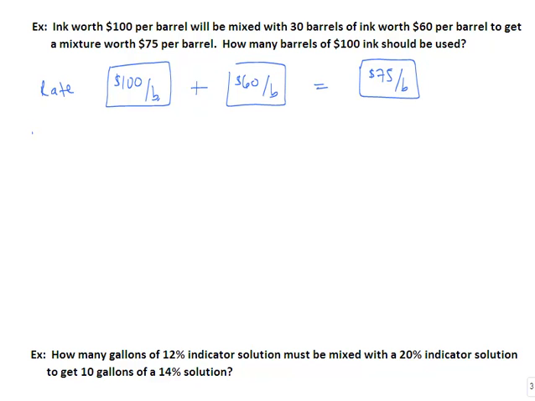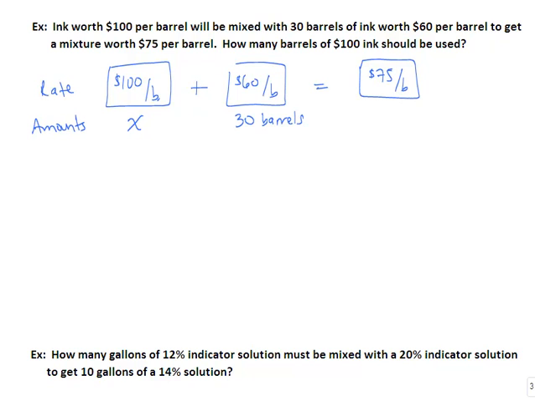Underneath these boxes, we're going to write the amounts that we know we have. We want to know how many barrels of ink with the $100 price tag should be mixed with 30 barrels of ink worth the $60. So we know we have 30 barrels of the $60 ink. We don't know how much of the $100 ink we need to make this mixture, so that's where your X should go.